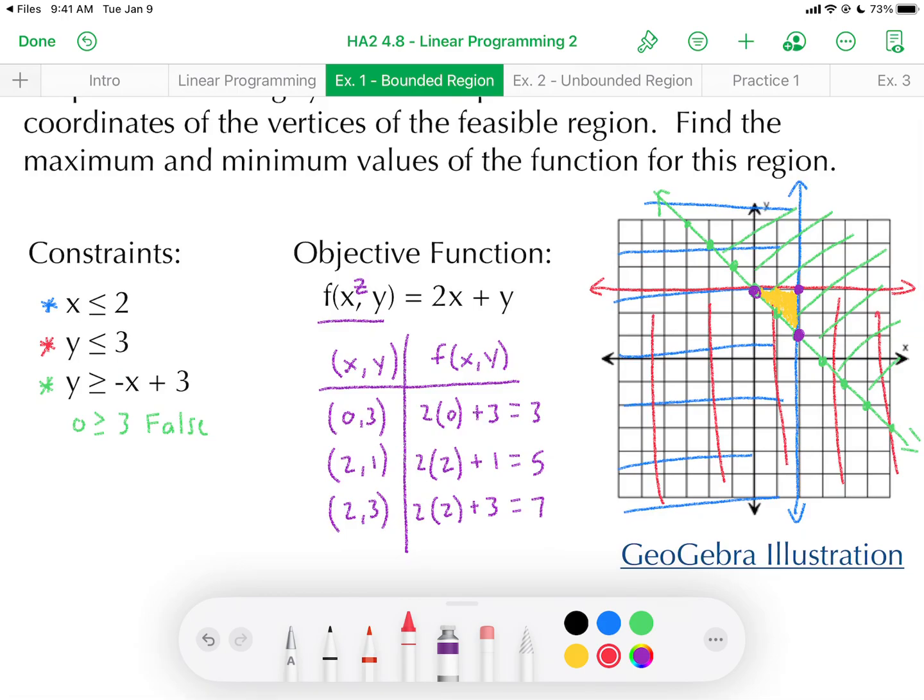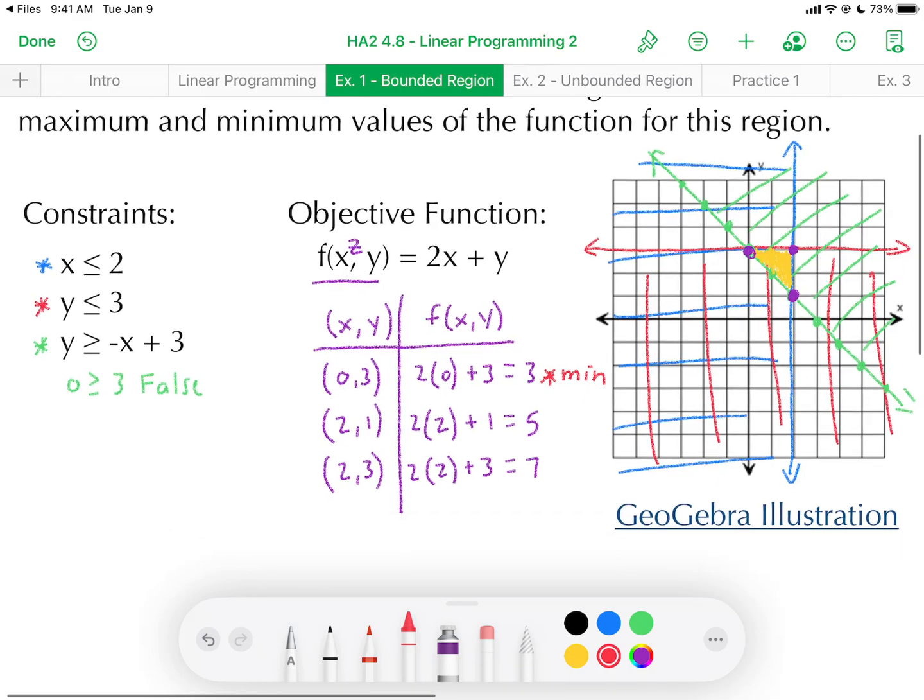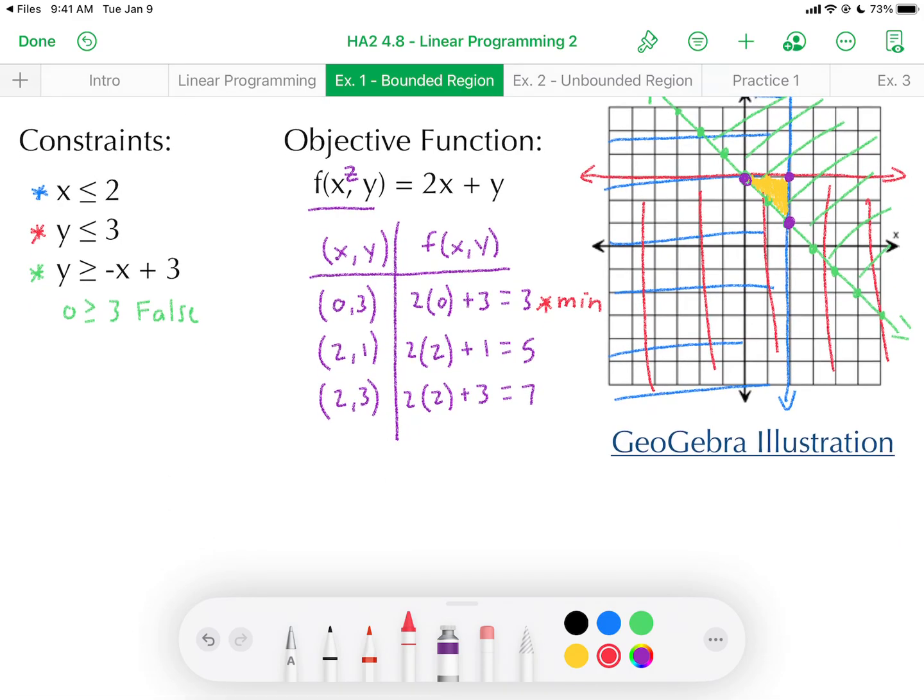And once we get those three results, we just ask ourselves, out of those three numbers, 3, 5, and 7, which is the smallest? 3. So that means 3 is my minimum value. And here would be a really good way of writing your answer. You're going to say minimum of 3 at the point (0, 3).